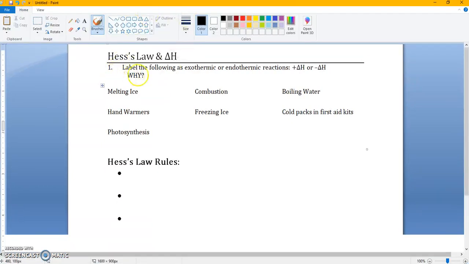Alright, number 1. Label the following as endothermic or exothermic. As we talked about before, exothermic means heat is exiting the system. That's why it starts out with EX, or so I like to say. Endothermic means heat is being absorbed into the system. EN, enter. Okay? So it's very important to have those straight. A positive delta H means that I am absorbing heat. It's what we use for endothermic. A negative delta H means that heat is being released. So a negative is exothermic, a positive is endothermic.